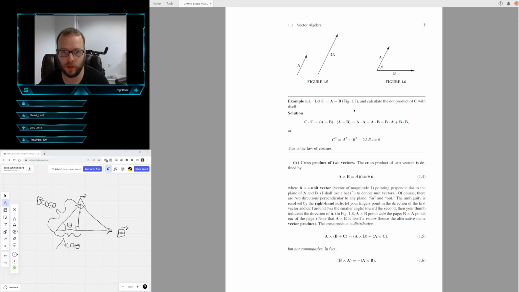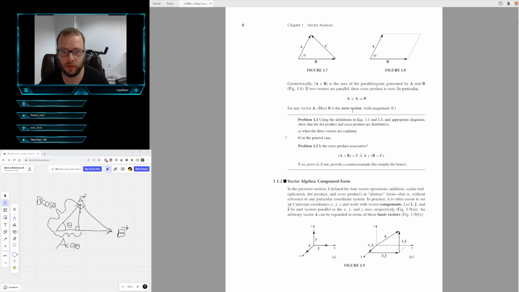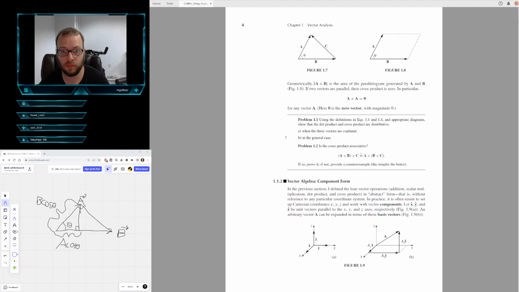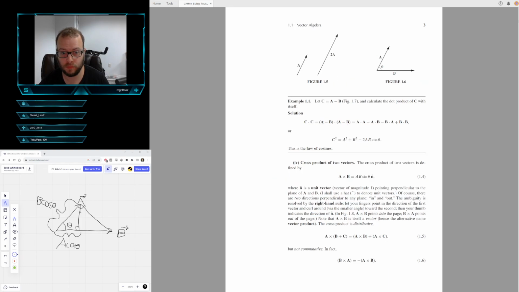Refer to figure 1.7. Calculate the dot product of C with itself. C dot C is equal to A minus B dot A minus B.